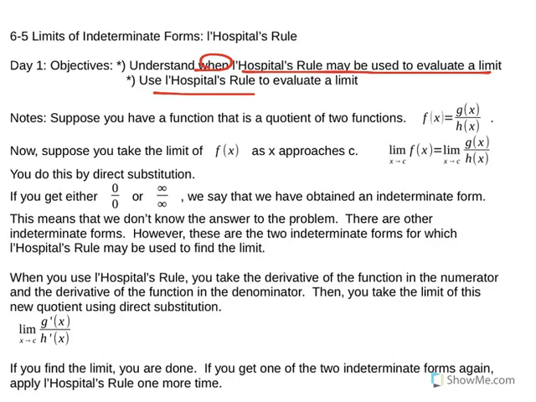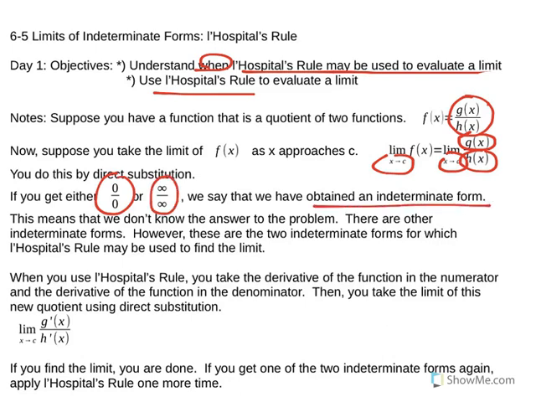So suppose you have a function that is a quotient of two functions. F of x is g of x divided by h of x. Now suppose you take the limit of this quotient as x approaches c. You would try direct substitution, and if you get 0 over 0 or infinity over infinity, we say that we've obtained an indeterminate form. What that means is, when you get this, you don't know what the answer is. That's the meaning of indeterminate.